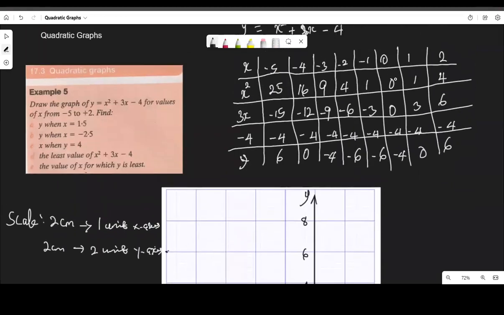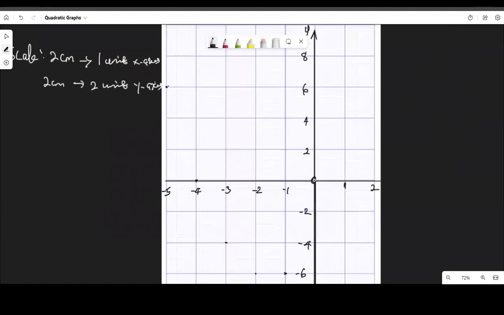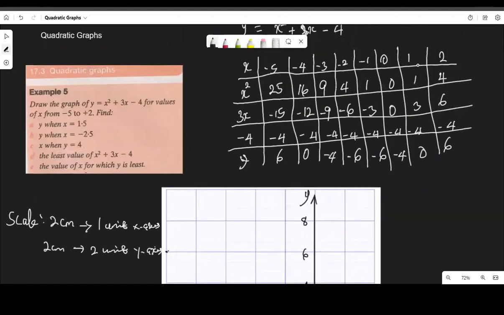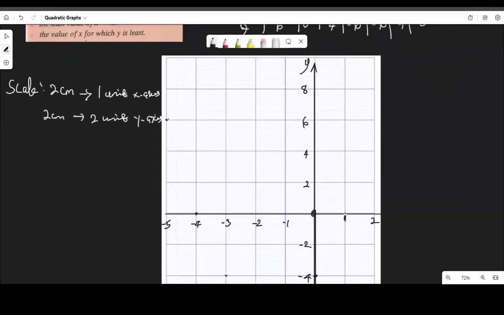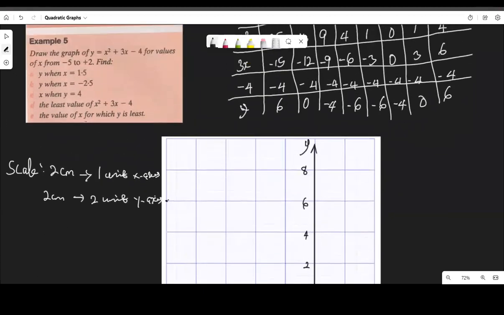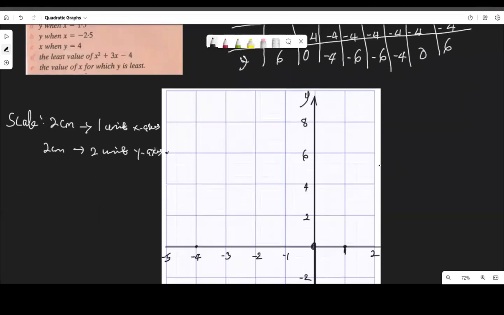When x is 0, y is negative 4. When x is 1, y is 0. Then finally, when x is 2, y is 6.